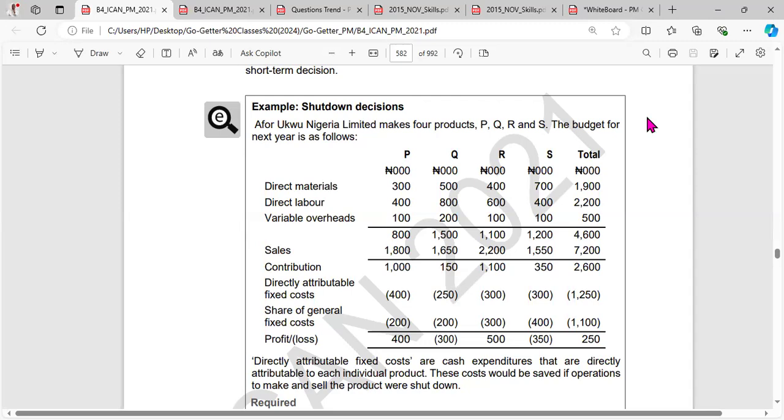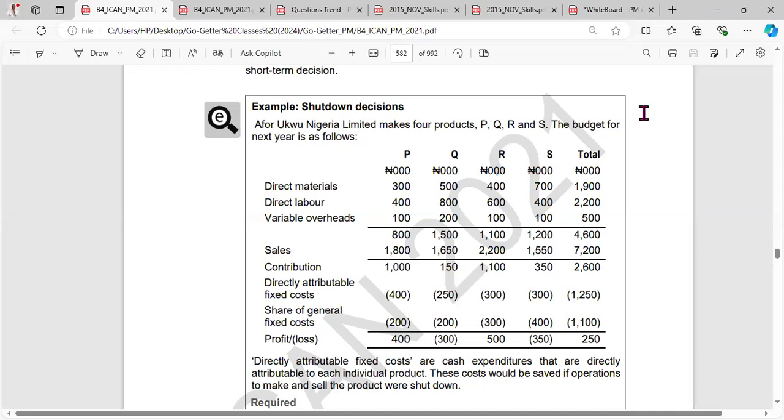Then we have general fixed cost. So general fixed cost is the one that you just apportion to everybody. It's just like saying you want to share the light bill, the electricity bill, and all the departments must share it. It doesn't matter whether you use the light for that day or not, or you don't have much things to do with light, you still have to pay that fixed cost.